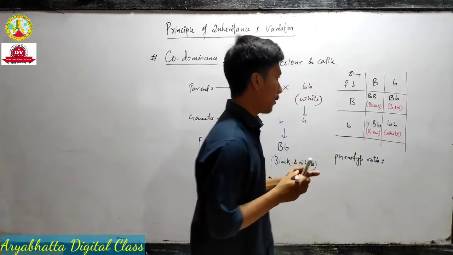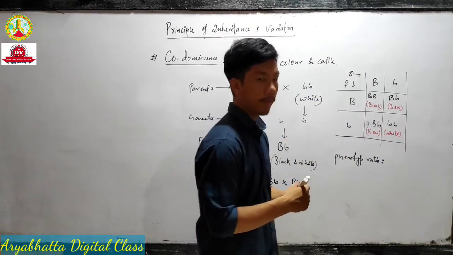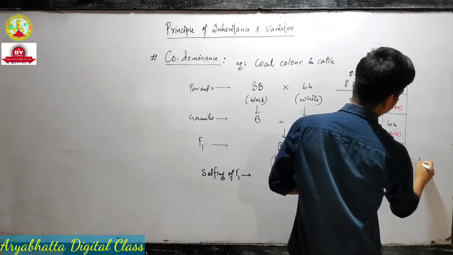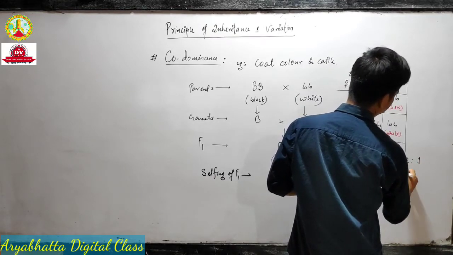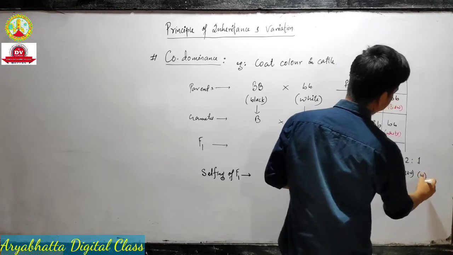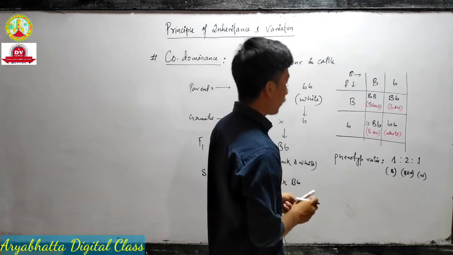So what will be our ratio? 1 black, 2 black and white, and 1 white. We find 1 is to 2 is to 1. Got it? So that is our phenotype ratio.